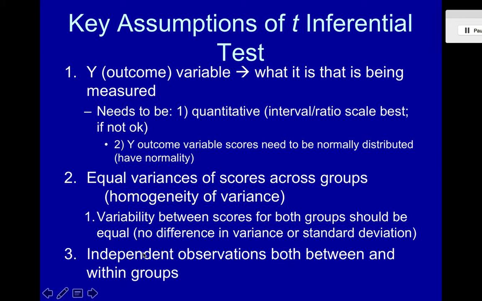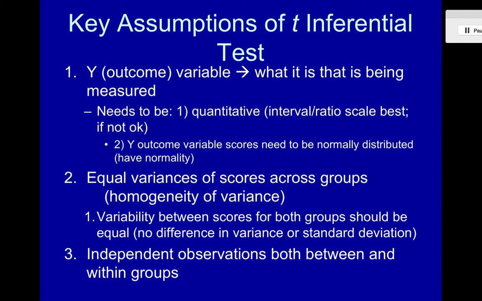Assumption number 3, we should have independent observations both between and within groups. Very, very important. In other words, if I'm comparing the smokers versus the non-smokers, we should really try to keep the smokers and the non-smokers as separate from each other as possible, so that they don't influence each other. When I'm testing the smokers, the non-smokers really shouldn't be in the room or come close in contact to the smokers, because the smokers may affect the non-smokers, or the non-smokers may affect the smokers. Who knows?